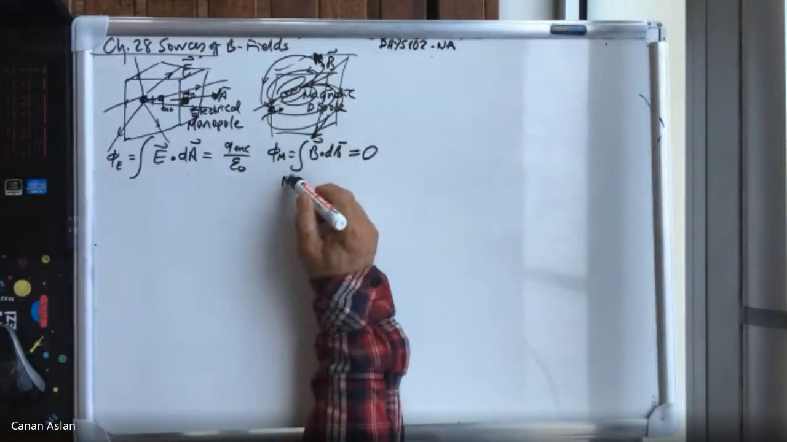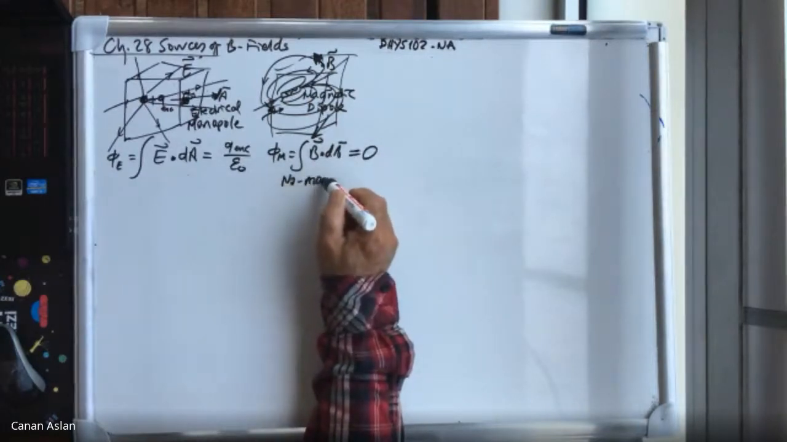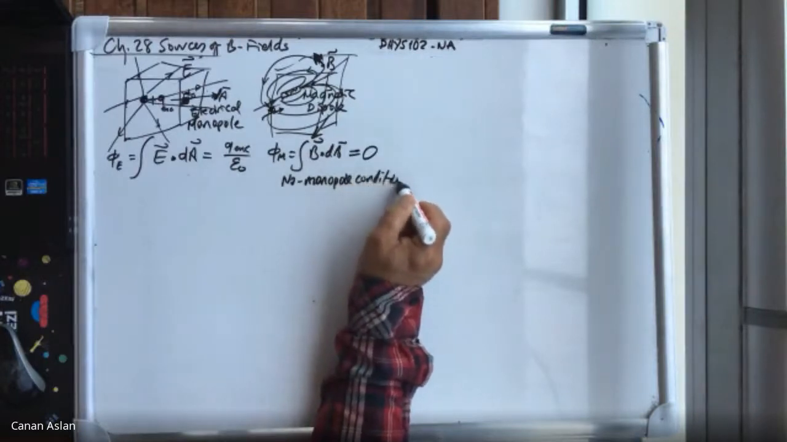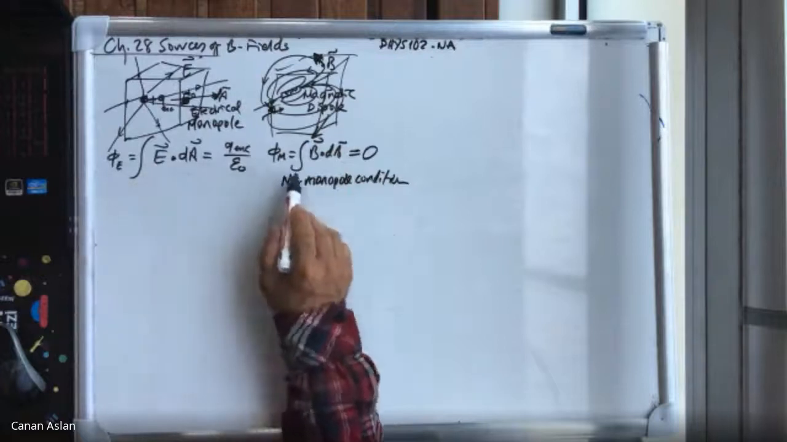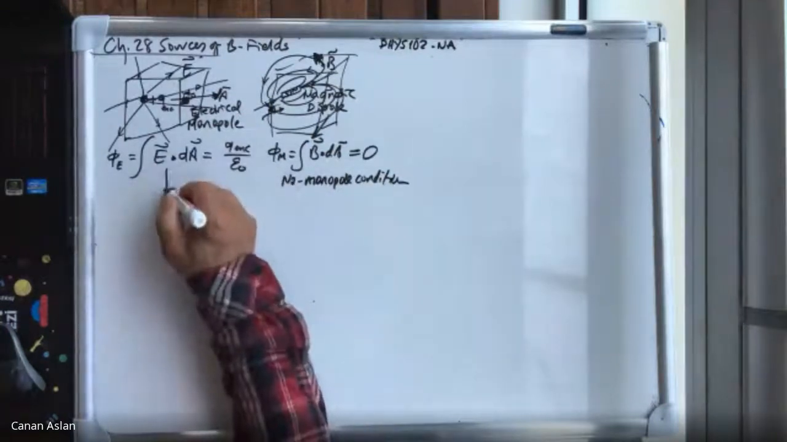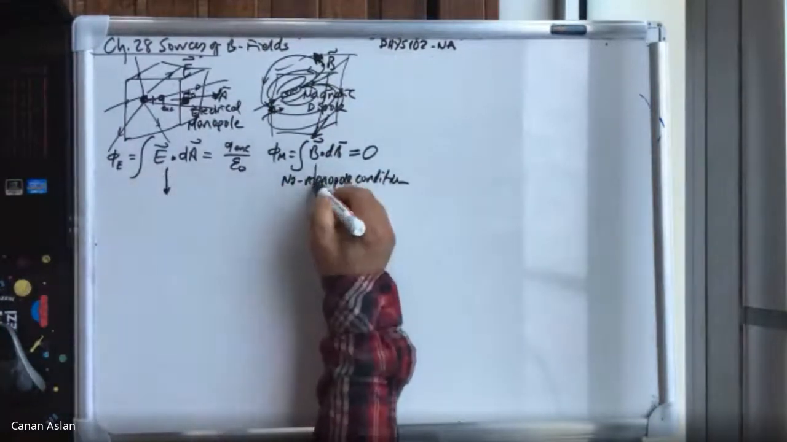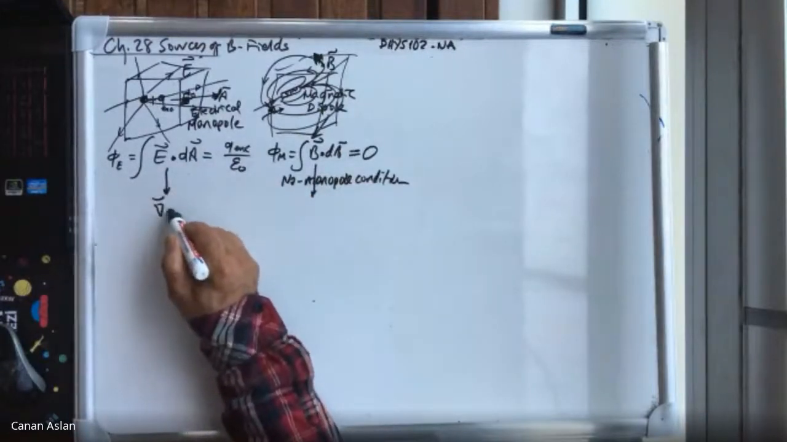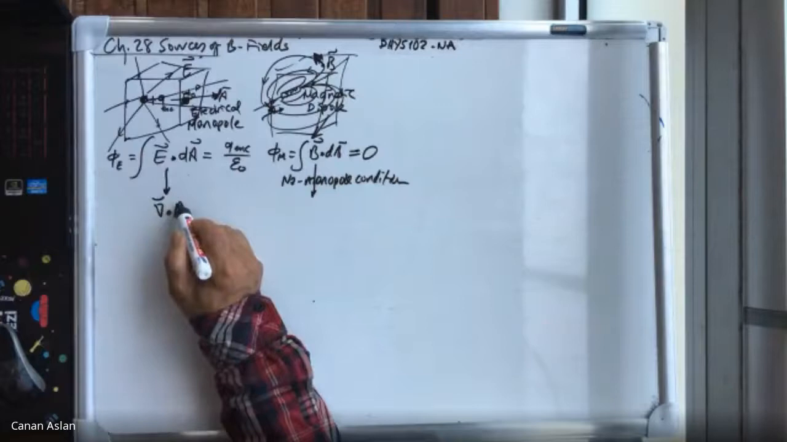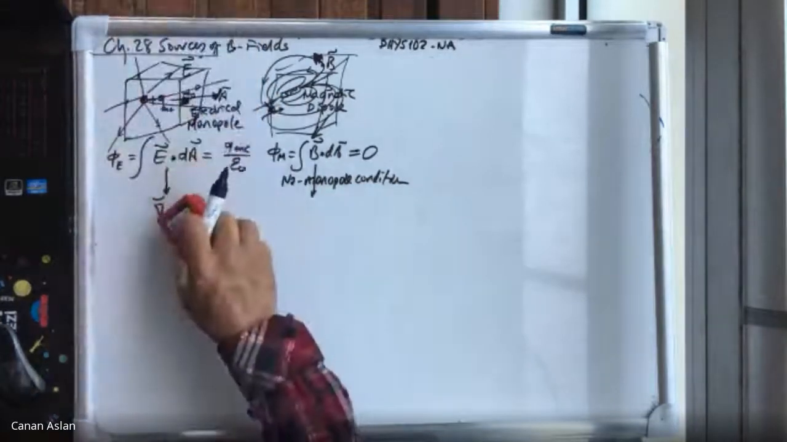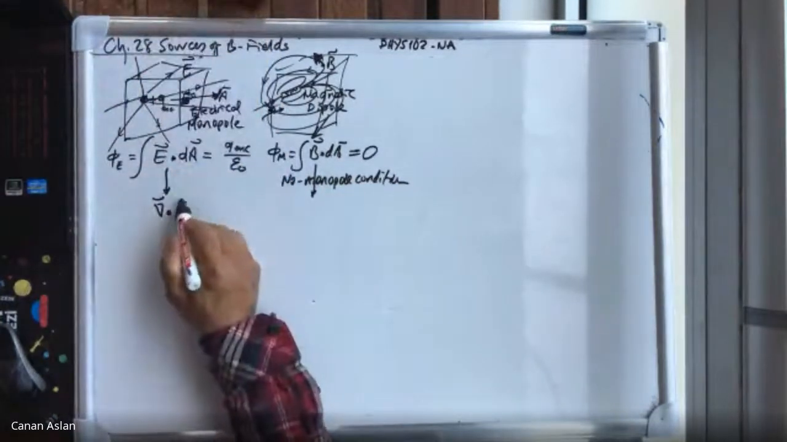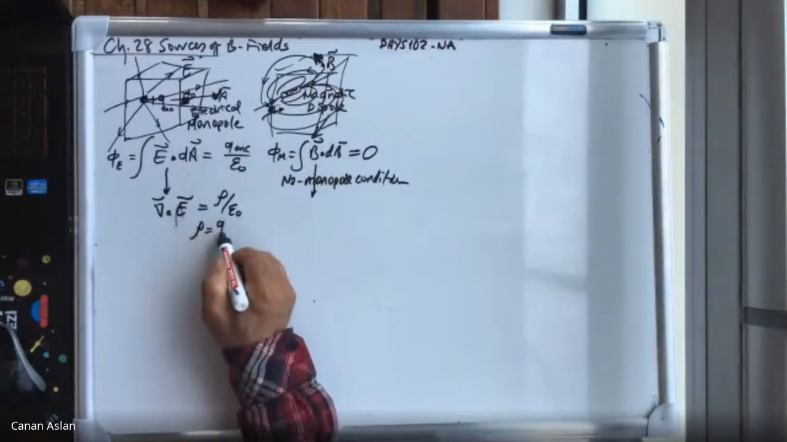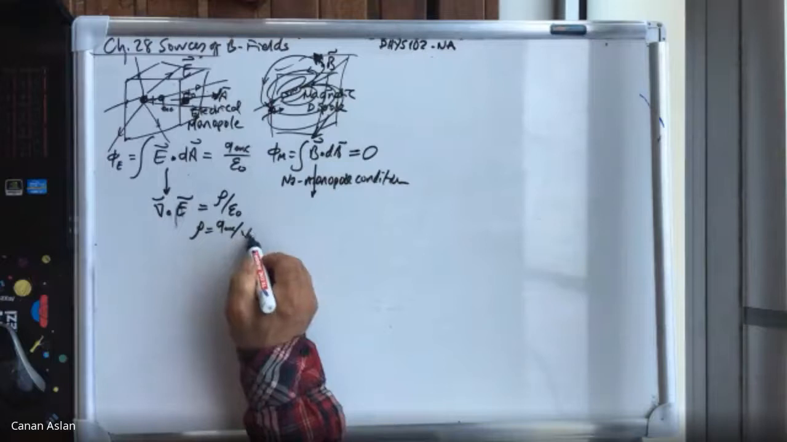So this is the no monopole condition in Maxwell's equations. As you see, these equations can be written as differential equations. If you write the differential form of these equations, you see that you can get the divergence of the electric field. The divergence of the electric field will be given as rho over epsilon 0, rho being Q enclosed over volume.